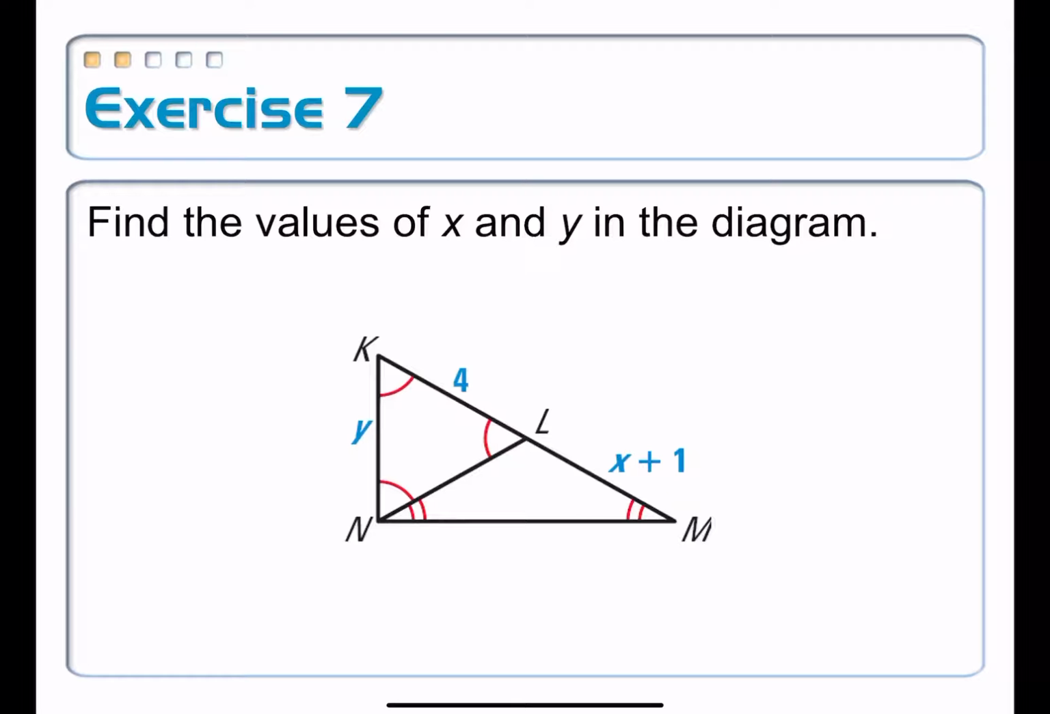Exercise 7, find the values of x and y in the diagram. And we have ourselves a triangle which has an extra little segment in here from N to L, and it has some different parts of it labeled, and we want to find the value of x and y. So go ahead and pause the video, see if you can find the x and the y on your own, and then come back, unpause the video, and see if you got it right.